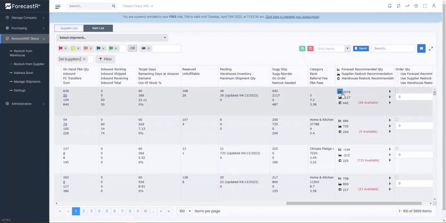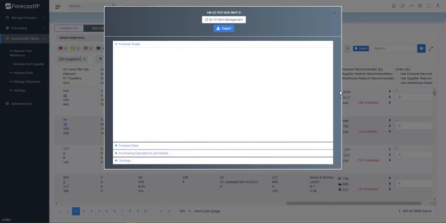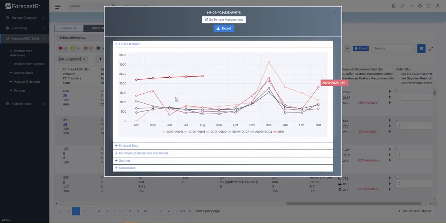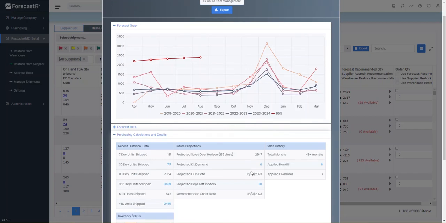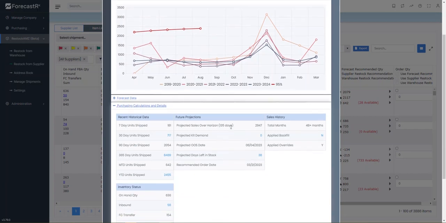And then for forecast recommended quantity, when you click into this icon, you'll see similar to the purchasing section, the item card will come up where you'll be able to view your forecast data as well as the purchasing calculations and details. Since this item is set ship to FBA from supplier, you will see the projected sales over horizon set to the target days of Amazon inventory plus that supplier level lead time.